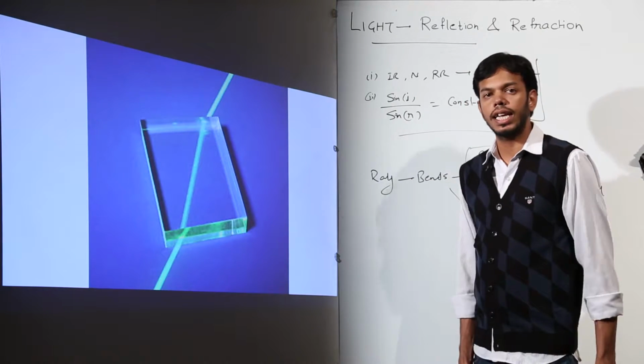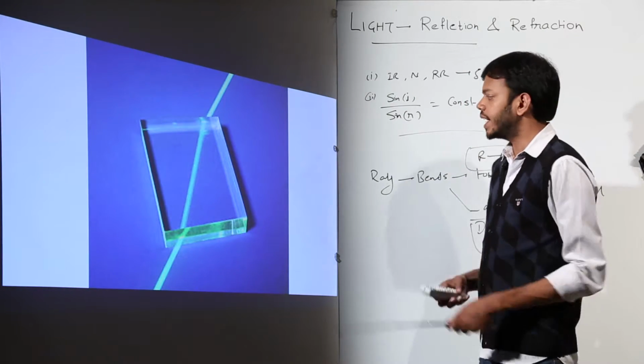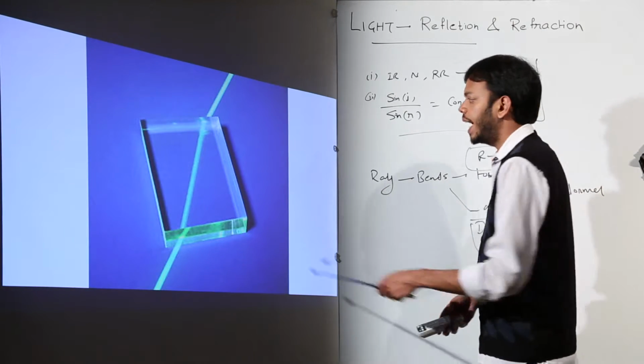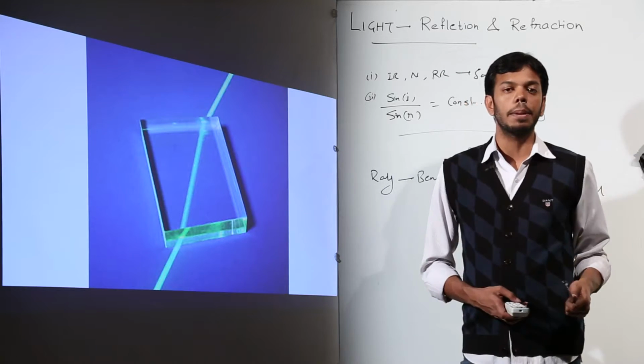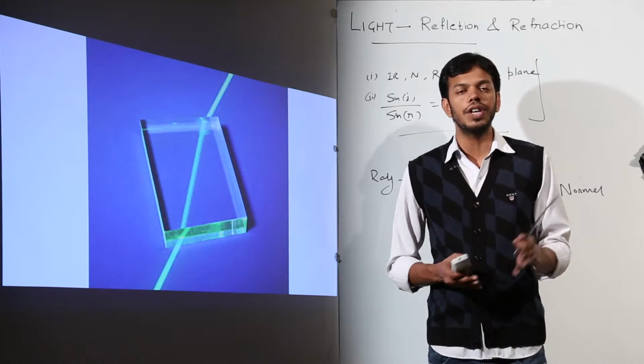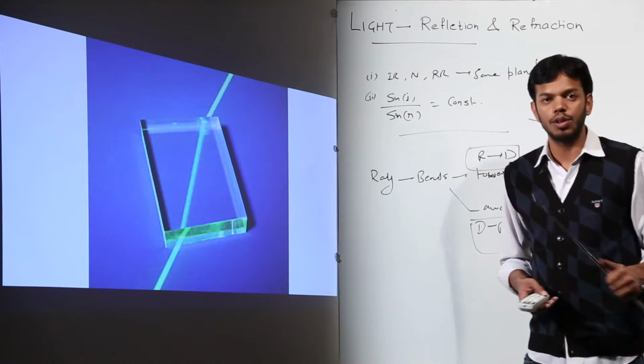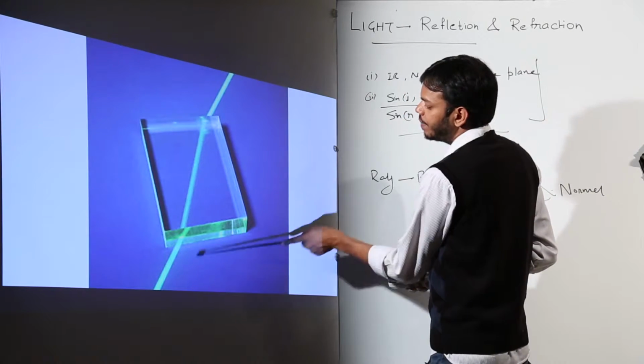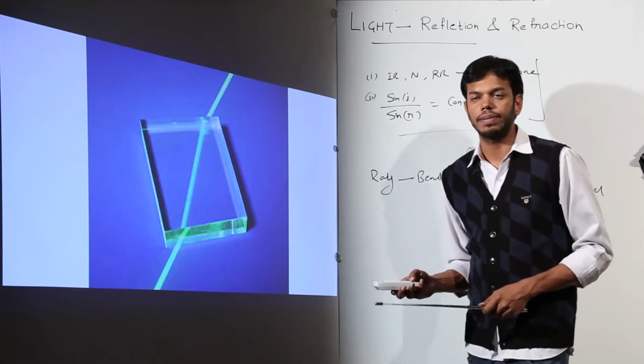You have those red laser lights in the market. You can take a glass slab, draw a line, or just point the laser light at any measurable angle. Suppose you have already marked a 50-degree line, and you make the laser go through it. You can see that the light ray won't follow a straight path. Instead, it will change its path.